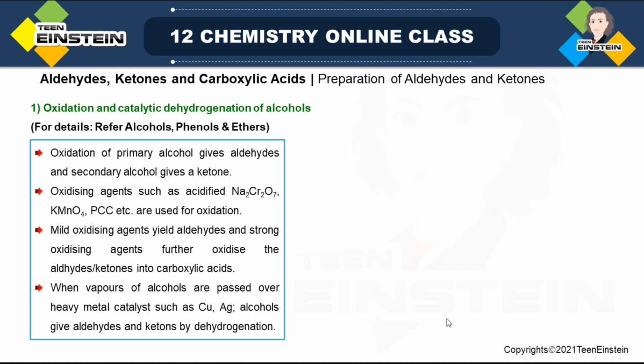Preparation of aldehydes and ketones. So the methods that we are going to discuss, by these methods you can prepare both aldehydes and ketones. And after finishing these methods, next we will see individually for aldehydes there are some methods, individually for ketones also there are some methods. Okay, so these methods are common for both aldehyde and ketone.